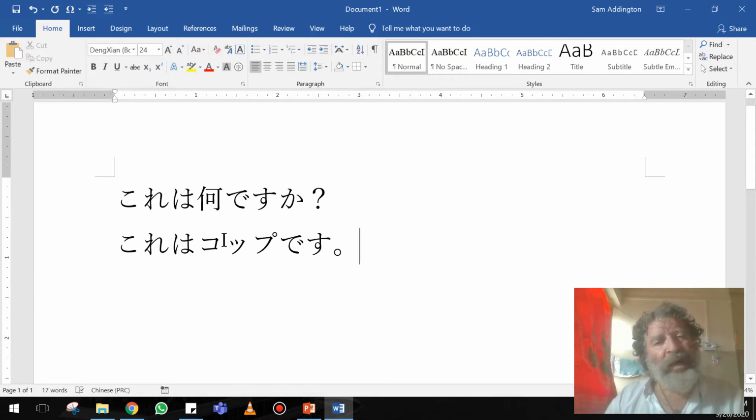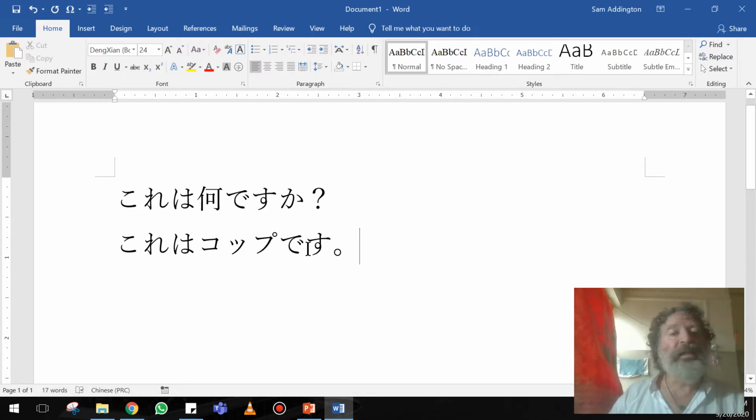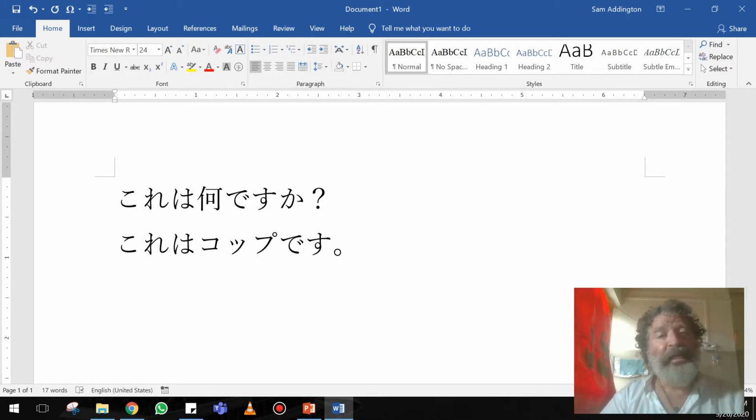And see how it's easy to get the つ and the し mixed up, but there's a little bit of a hook right here. So anyway, that's コップ. これはコップです. And see how it's entered into the Japanese language. All I did was type it in hiragana. The software automatically switched it into katakana. That's why I like typing with a word processor so much. Okay.